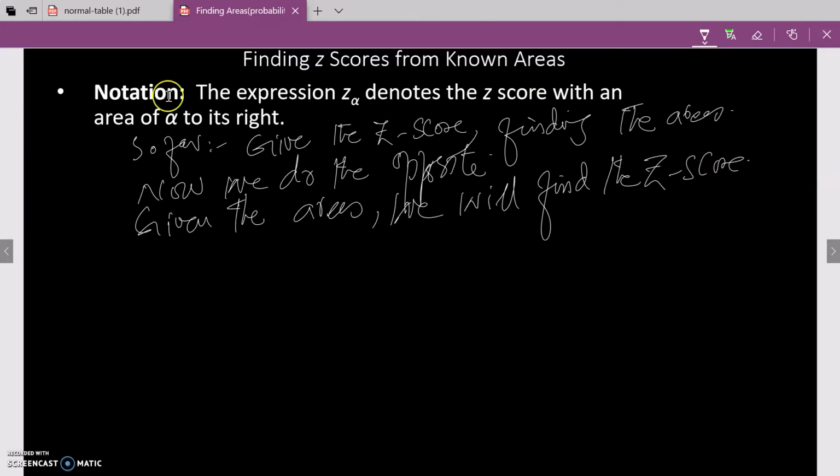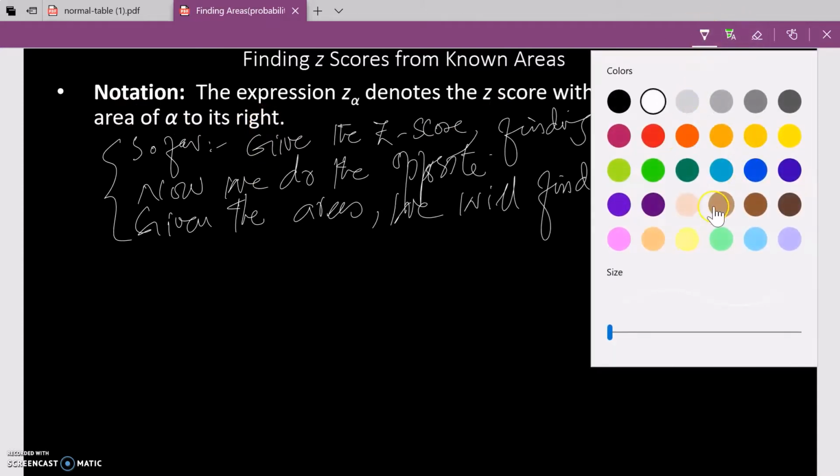So this is very important. This is very important that you understand this one, that what we have been doing so far and what we are doing now. Okay, before we start that, it's very important we understand this particular expression. This notation is very important. The expression z sub alpha denotes a z-score with an area of alpha to its right. That's important. What I mean by that, let me write that.